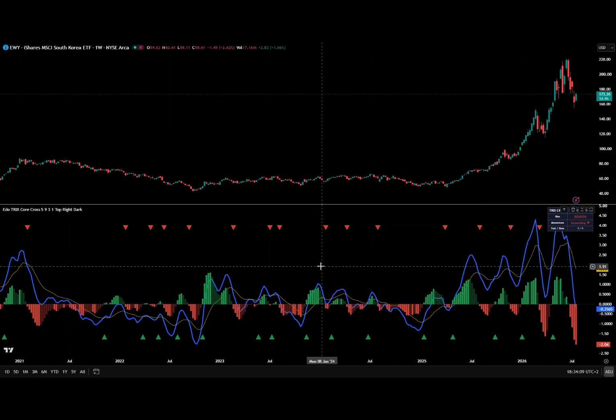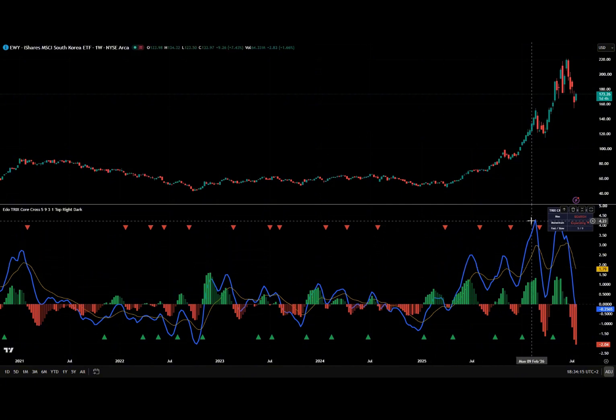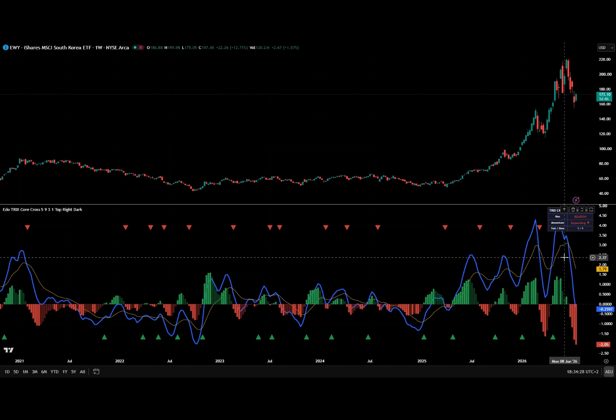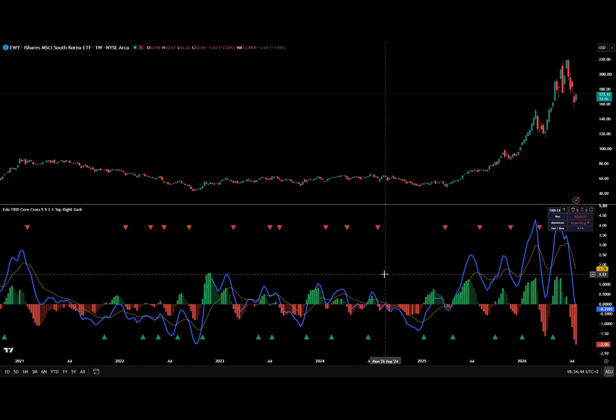In the window you have 2 lines and a histogram. The thick blue line is the fast TRIX, with a 5-period setting. It reacts first, and it swings hard. The thin yellow line is the slow TRIX, with 9 periods. Same calculation, longer memory, much calmer shape. On the Korea ETF you can see it clearly. The blue line has just collapsed from above 4 to below 0, while the yellow one is still coming down slowly. 2 speeds of the same measurement. Everything this indicator does comes from comparing them.